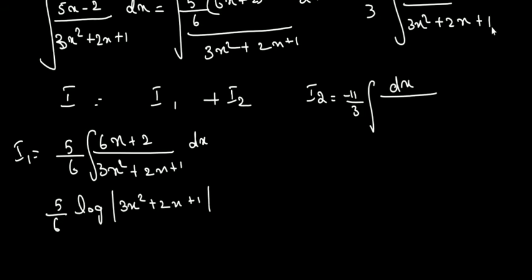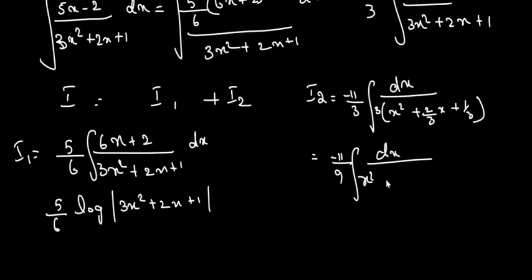Okay, this is I1. Now I2 is minus 11 by 3 integral dx by (3x square plus 2x plus 1). Here you have to make it a perfect square. The condition is that the coefficient of x square should be 1. It is 3 here, so you have to make it 1. So take 3 outside. This will become 3 into (x square plus 2 by 3 x plus 1 by 3). So that is minus 11 by 9 integral dx by (x square plus 2 by 3 x plus 1 by 3).